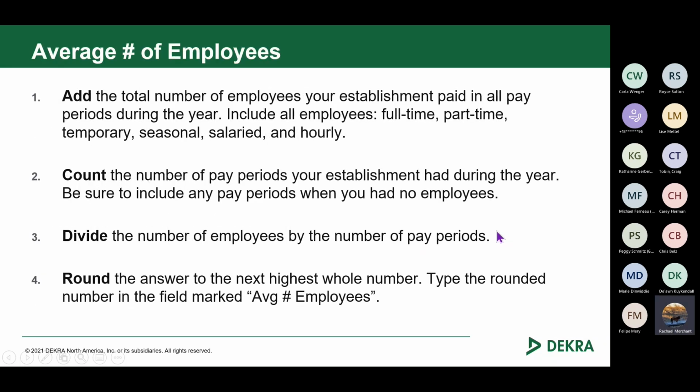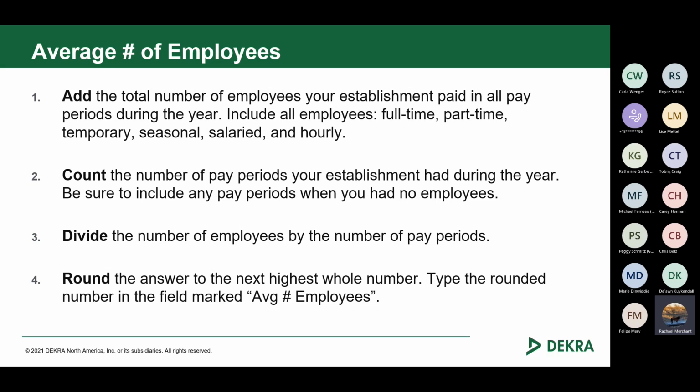So when we get into the company incident information page, it's going to ask for the average number of employees. I pulled this from our help file as just a reference. To do this, you'd want to add the total number of employees your establishment has paid in all pay periods during the year. That would include all employees: full-time, part-time, temporary, seasonal, salaried, hourly.